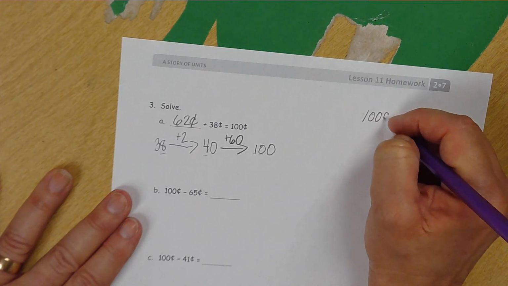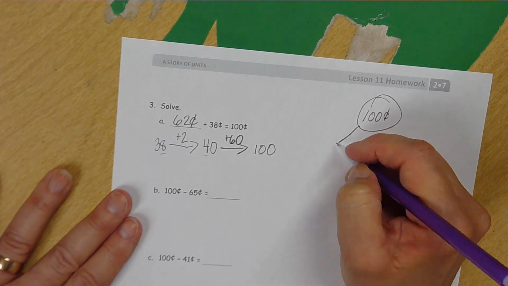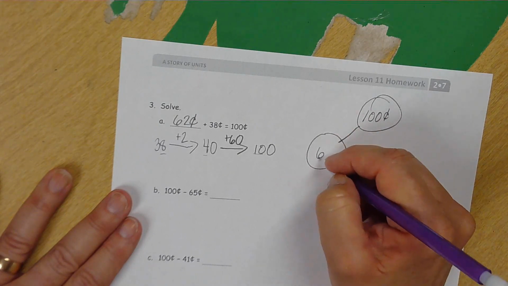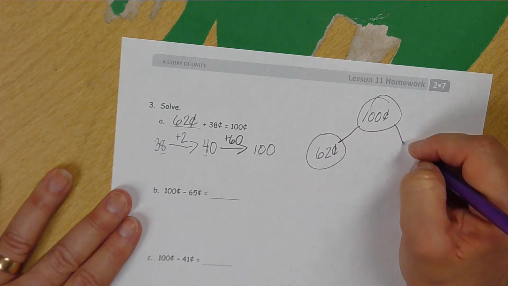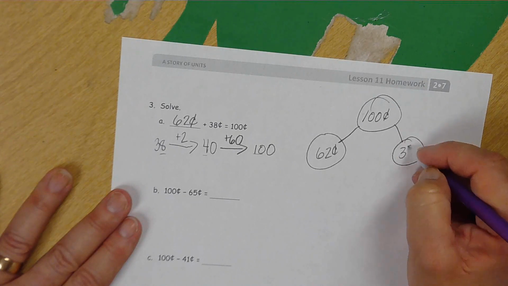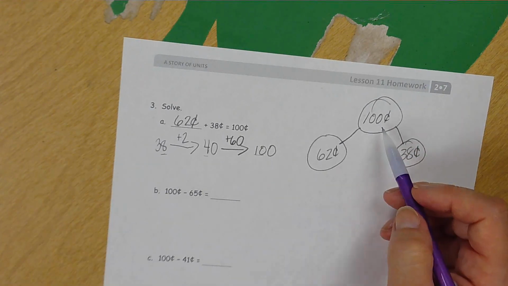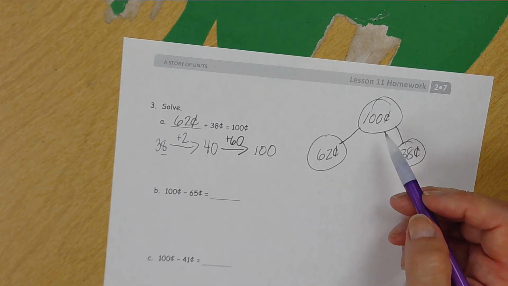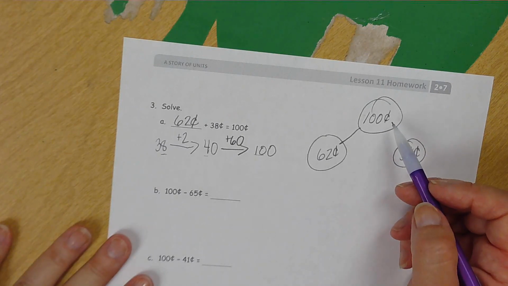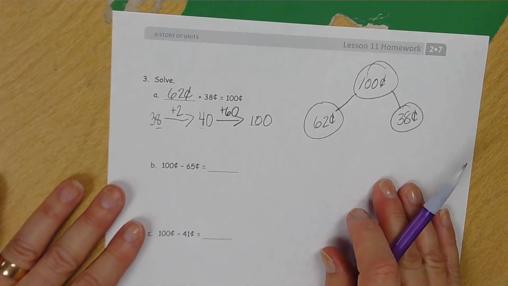So we can put our number bond together, 62 cents and 38 cents. Now, they had been putting $1, $1, 100 cents, same thing.